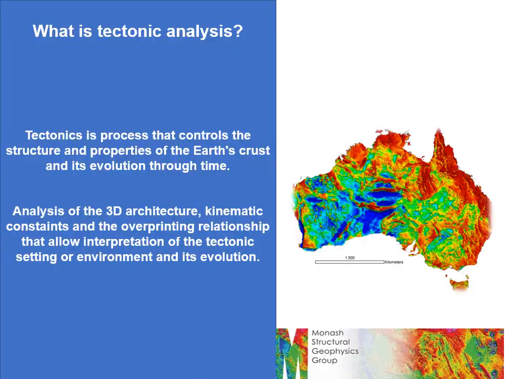To start this presentation, I'd like to talk about what tectonic analysis is and how potential field and other geophysical data sets can relate to that. Tectonics is really the processes that control the structure and properties of the Earth's crust and its evolution through time. It addresses the 3D architecture, the kinematic constraints and the overprinting relationships, and allows the interpretation of tectonic settings and environments and how this relates to the crustal evolution.